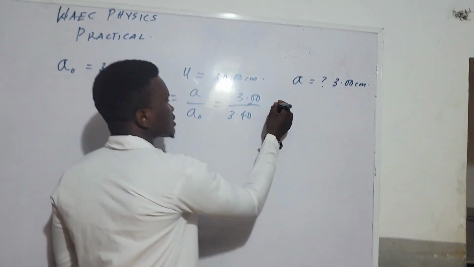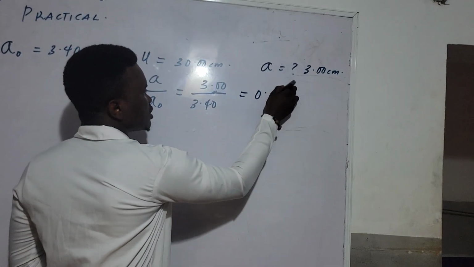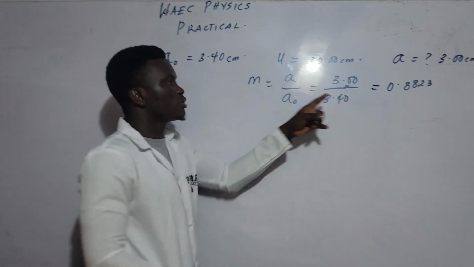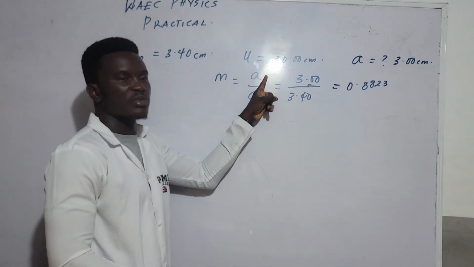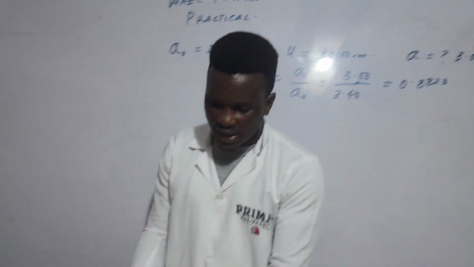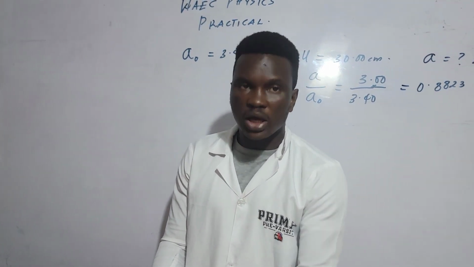0.8823. So that's 0.8823 to 4 decimal places. Now M is not going to have units since this is in centimeter and this is also in centimeter, so they will cancel out. So the next thing is that they said I should look for M inverse.